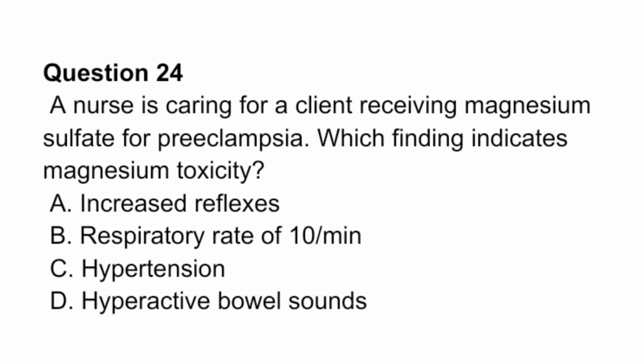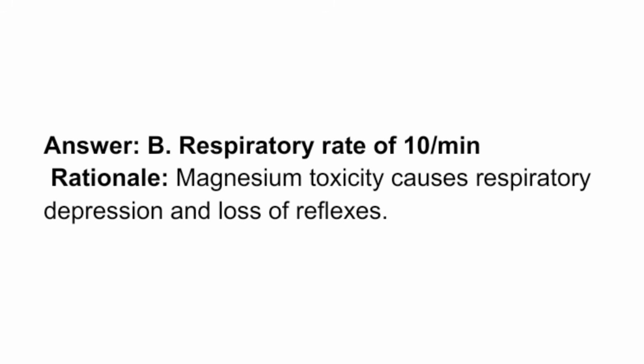Question 24. A nurse is caring for a client receiving magnesium sulfate for preeclampsia. Which finding indicates magnesium toxicity? A. Increased reflexes. B. Respiratory rate of 10 per minute. C. Hypertension. D. Hyperactive bowel sounds. Answer: B. Respiratory rate of 10 per minute. Rationale: magnesium toxicity causes respiratory depression and loss of reflexes.